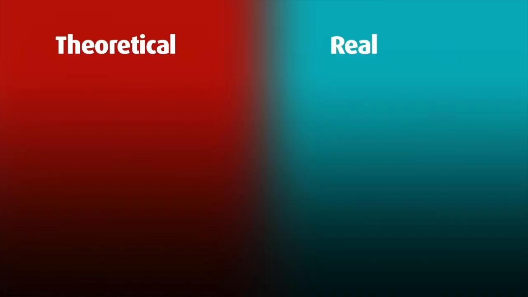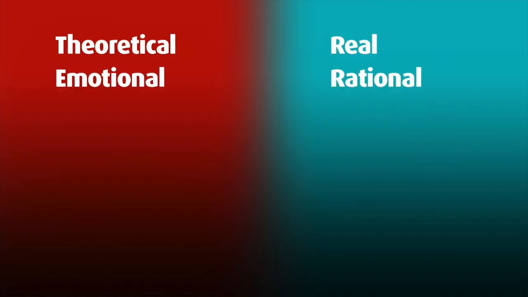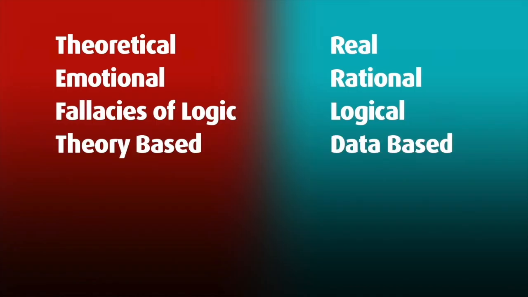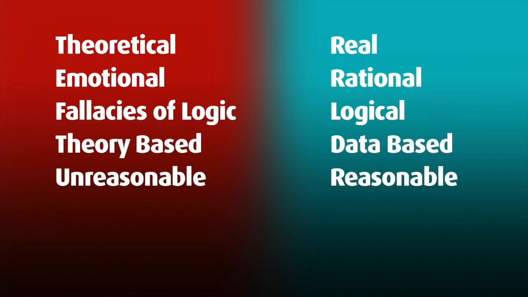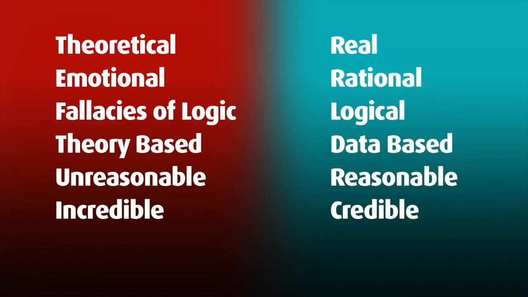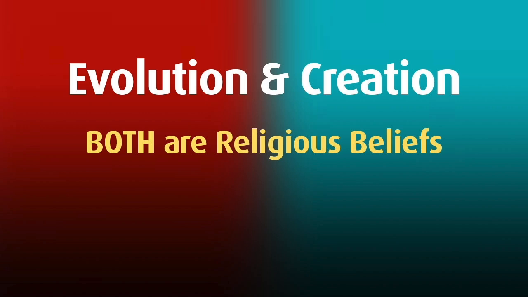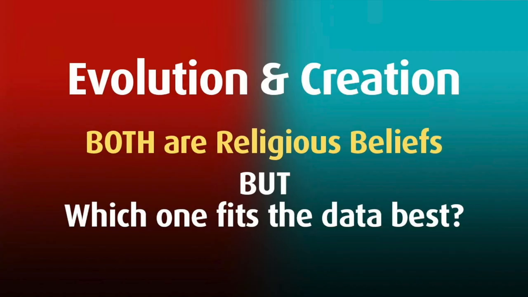Evolution is theoretical. We have tried to be real in our presentations. Evolution gets very emotional. We have tried to be rational in our presentations. Evolution engages in fallacies of logic, where we have tried to be logical in our presentation of creation. Evolution is theory-based. And we're finding and can prove now that creation is data-based. Evolution is unreasonable, and creation is becoming more reasonable. Evolution is actually incredible. Creation is becoming more credible. Evolution is dealing with what is supposed to be, and creation is dealing with what actually is. As we said at the beginning, evolution and creation are both religious beliefs, but which one fits the data best?